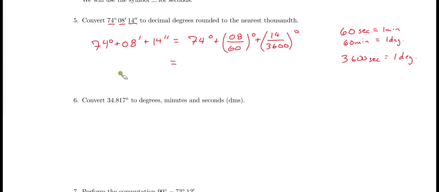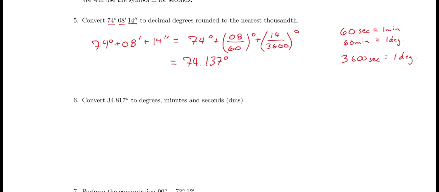So we ended up with 74.137 degrees. So now we want to convert this particular decimal degree into degrees, minutes, seconds. And this is the part that's a little bit harder here. So let's take a look at it.